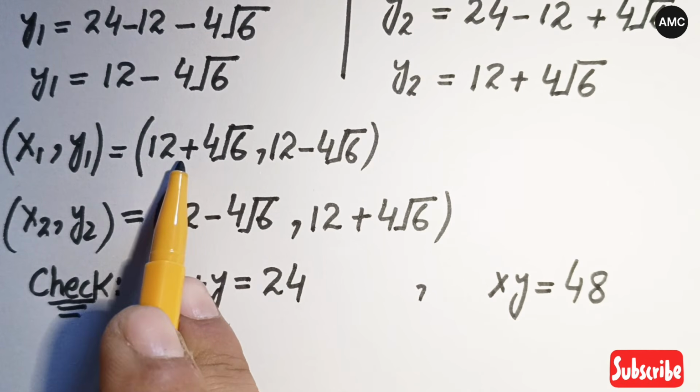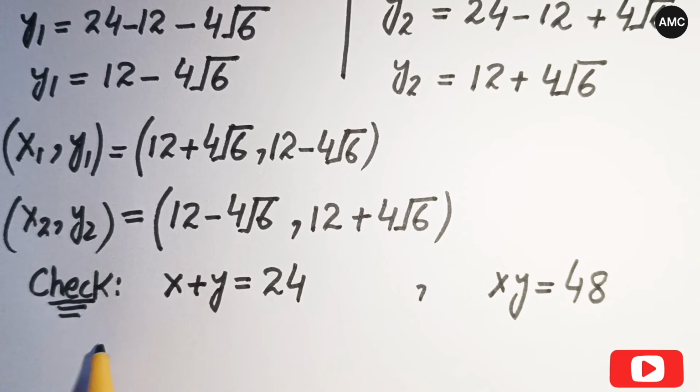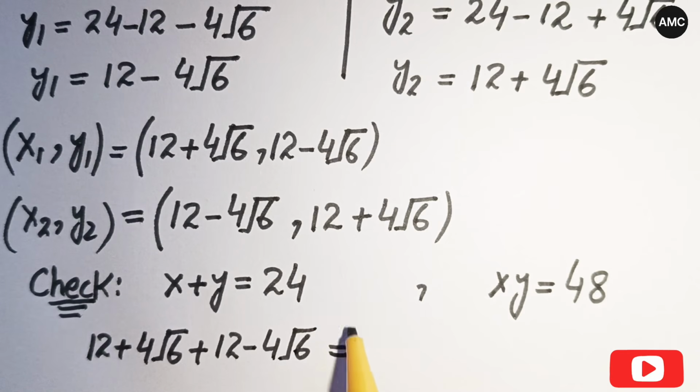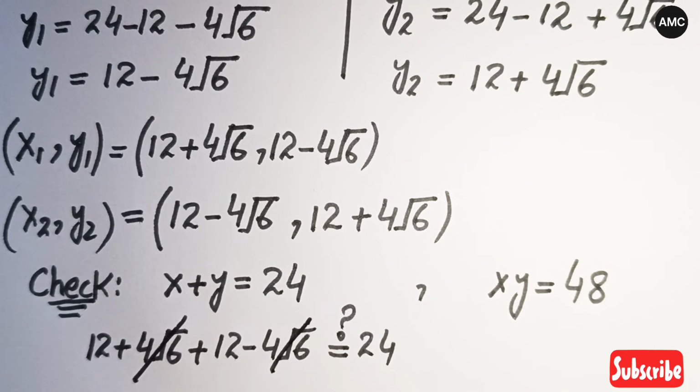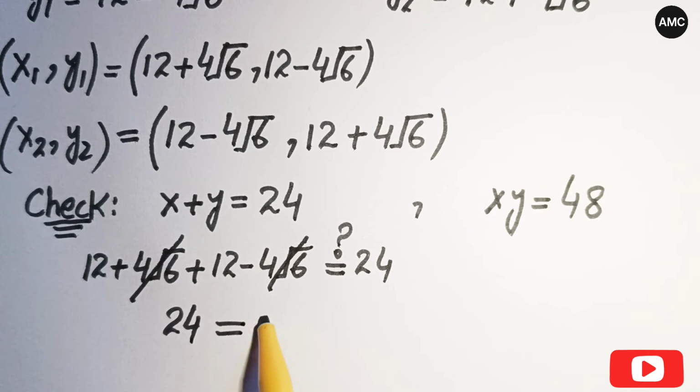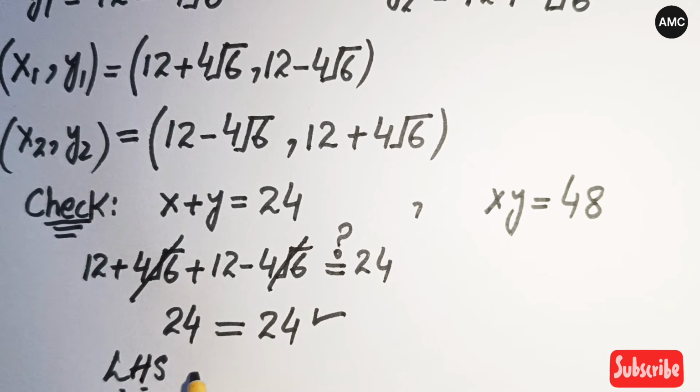Now putting the values of x and y in this equation, we have 12 plus 4 times square root of 6 and 12 minus 4 times square root of 6. Is it equal to 24? Now plus and minus cancel. We get 12 plus 12 is 24, which is equal to 24. So our left hand side is equal to right hand side. Hence we prove that our first pair of values is valid for equation 1.